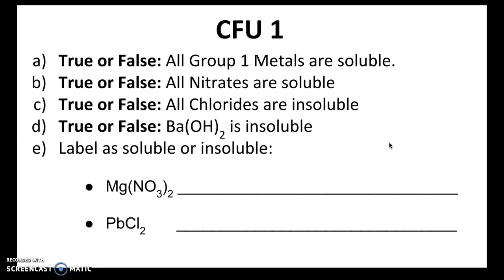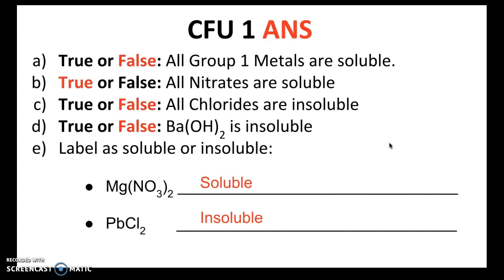There are several parts here, so pause the video now, read through, and when you press play again, the answers will be revealed. All right, so here are the answers to the CFU. First one is false. Not all group 1 metals are soluble. Most are. The only exception is francium. True, all nitrates are soluble. False. Not all chlorides are insoluble. In fact, most chlorides are soluble, meaning that most chlorides will dissolve in water, the exception being the lead, the mercury, and then the silver.